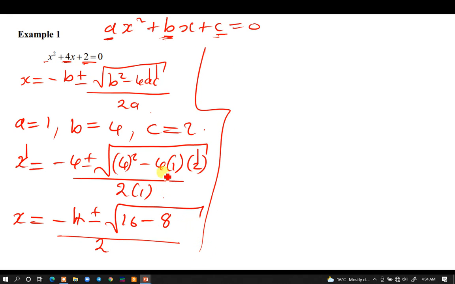So we simplify this. We're going to have x is equal to negative 4 plus or minus the square root of 16 minus 8, which is simply 8. Then everything divided by 2.